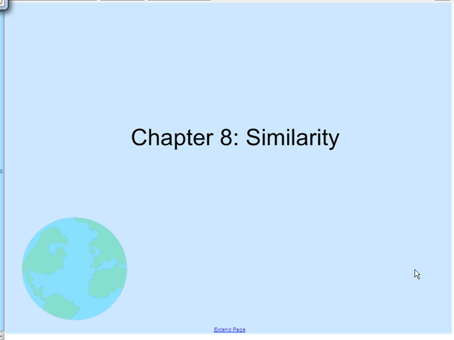Hello, geometry. All right, today we're going to start chapter 8, similarity. This chapter is going to work with similar figures. But in order to learn about similar figures, we need to backtrack a little bit and review some algebra concepts that are very important for this geometry concept. So today we're going to talk about ratios and proportions.